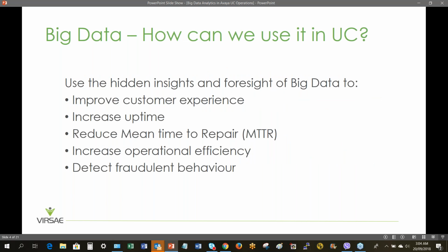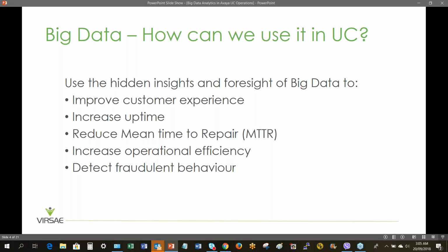So how do we use it in UC? Of course, the big one: improving customer experience. Customer experience is the number one differentiator that our businesses have over our competition. It's increasingly important to businesses building that brand and providing our customers with a really good interaction, being really simple to work with.